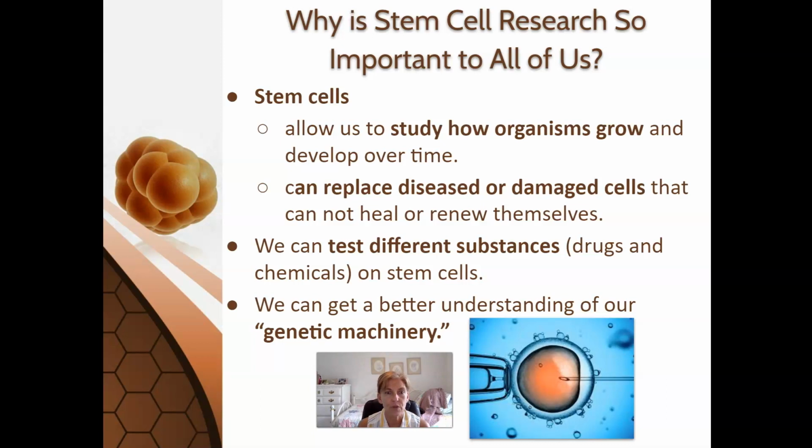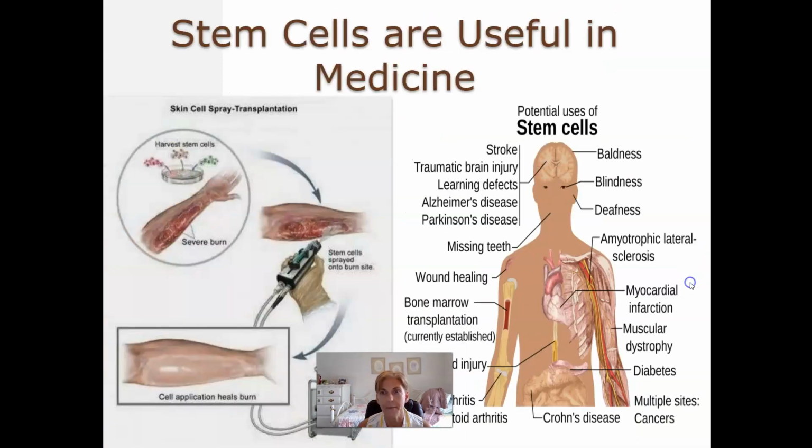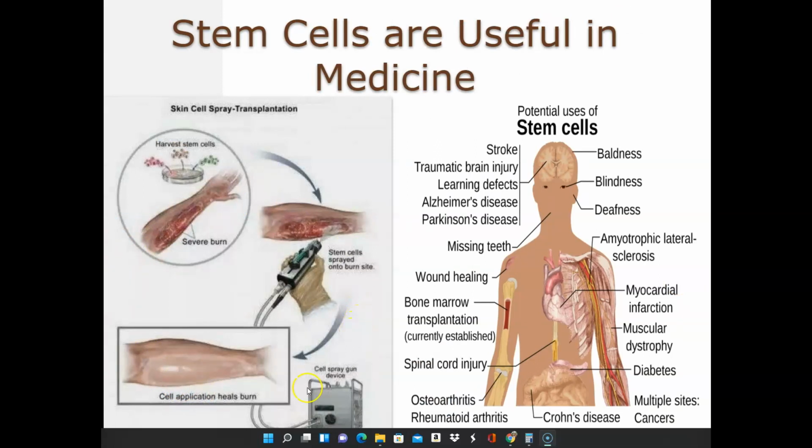They can be used to replace diseased or damaged cells. So like my cartilage, they are trying to create new cartilage. We can test different substances, drugs, different chemicals on stem cells rather than on living individuals. And we can get a better understanding of the genetic machinery, like turning genes on and off and how they become the cell type that they become. So they're super useful in medicine. You can see all kinds of examples.